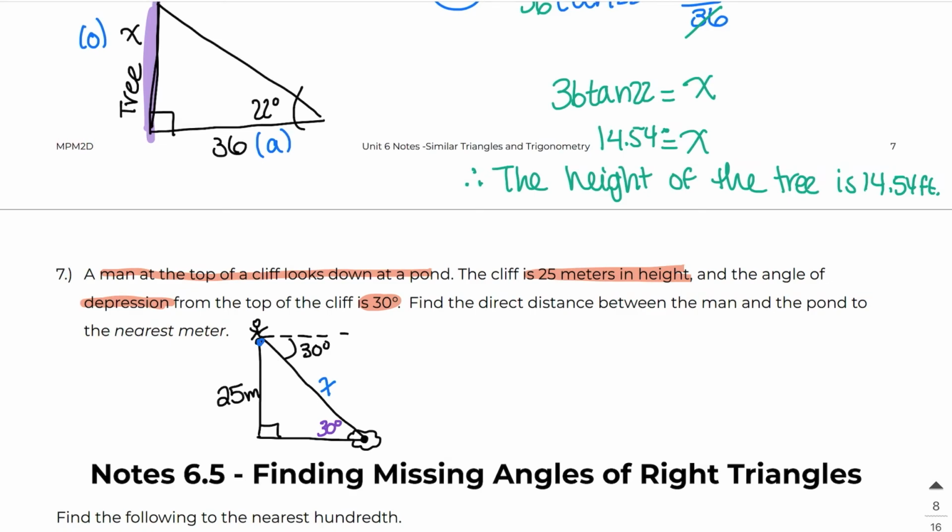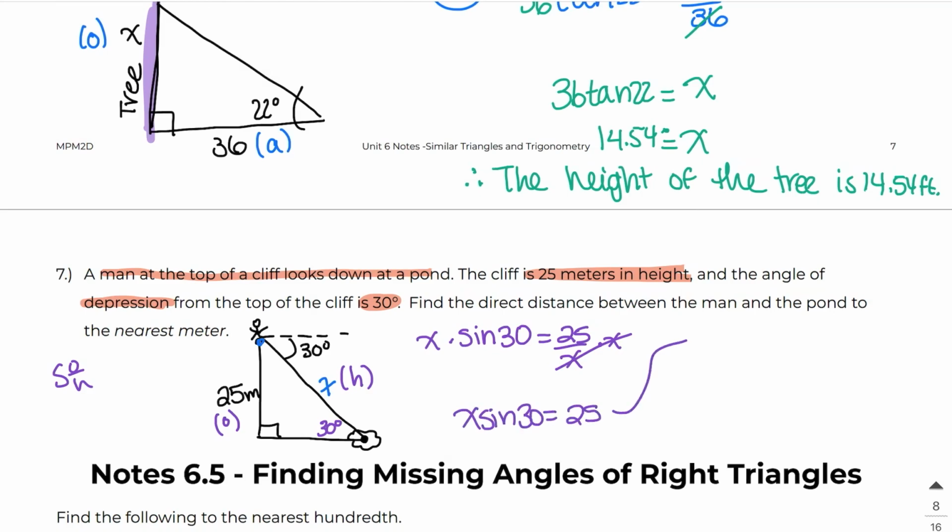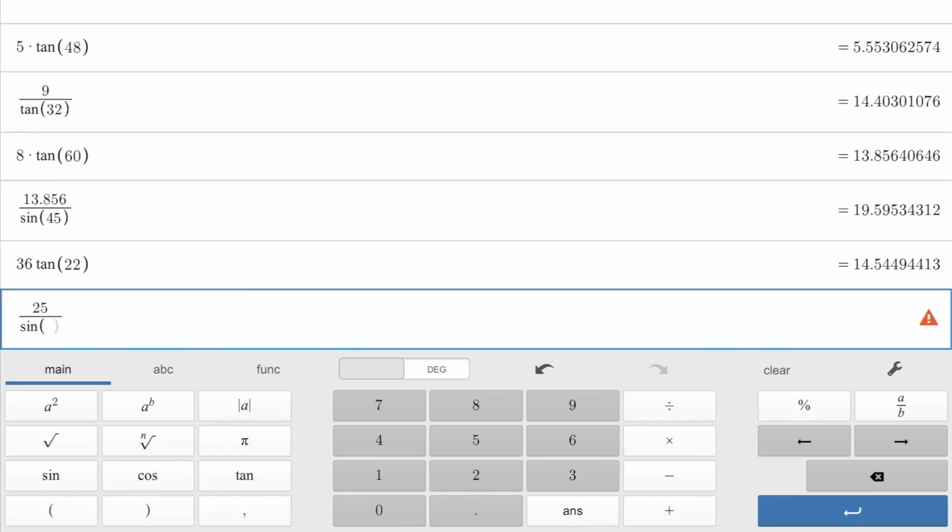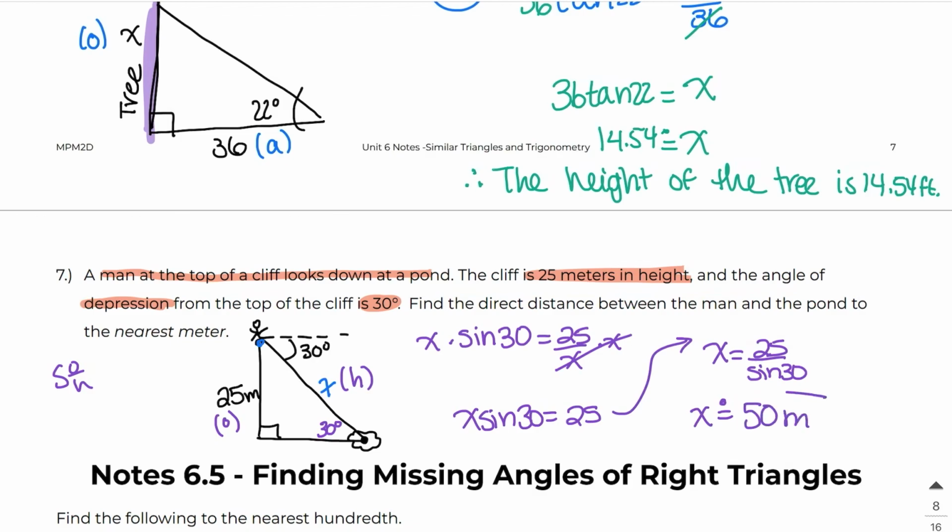By saying that this is 30 degrees, we can say that this is the opposite and that this is the hypotenuse. So I can say sine of 30, because sine uses opposite over hypotenuse, is equal to 25 over x. Multiply by x on both sides to get that x out of the denominator. I get x sine of 30 equals 25, but my goal is to get that x alone. So I'm going to divide both sides by the sine of 30, and I get 25 over sine of 30. So let's go ahead and type that into our calculator. So 25 divided by the sine of 30, and I get exactly 50. So x here is 50 meters.